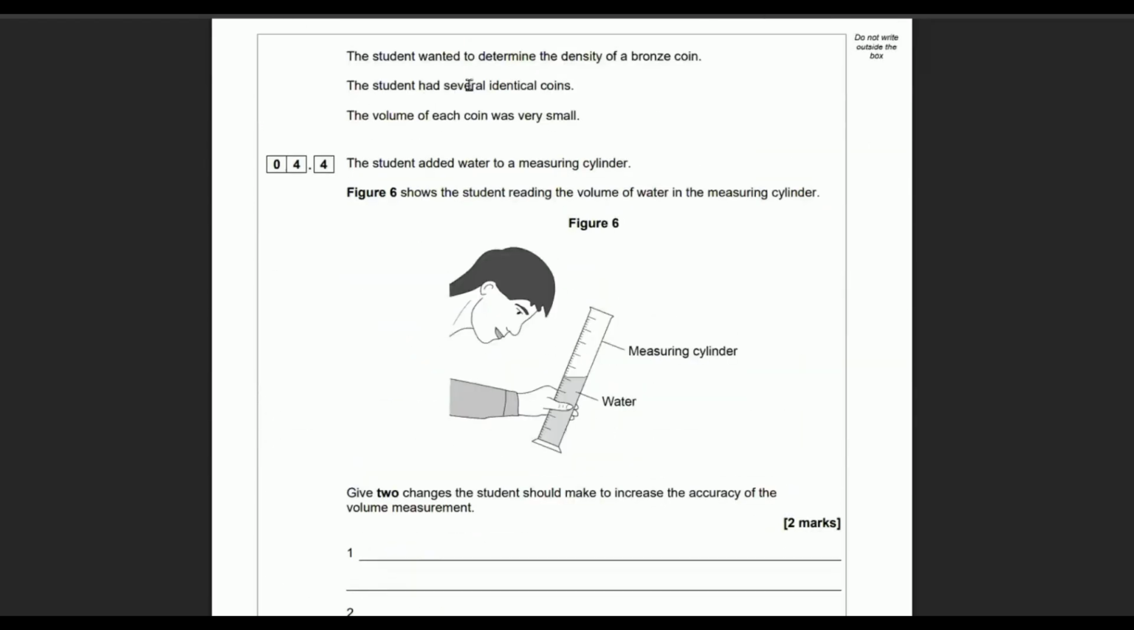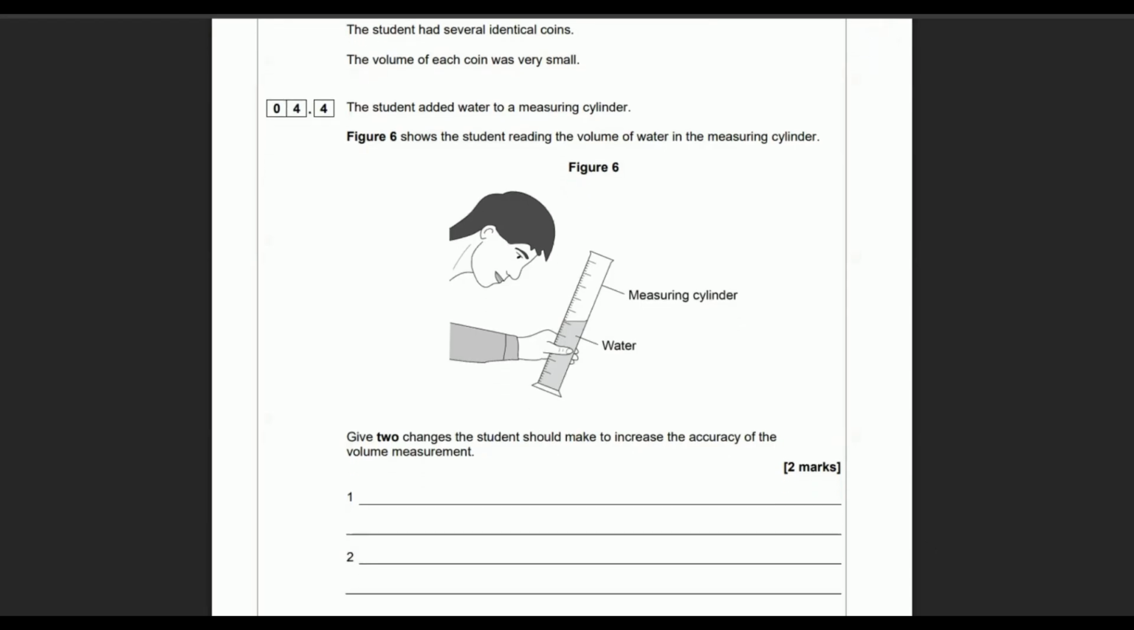The student wanted to determine the density of a bronze coin. The student had several identical coins. The volume of each coin was very small. The student added the water to a measuring cylinder. Figure 6 shows the student reading the volume of water in the measuring cylinder. Obviously, this does not look accurate. Give 2 changes they should make to increase the accuracy of the volume measurement.